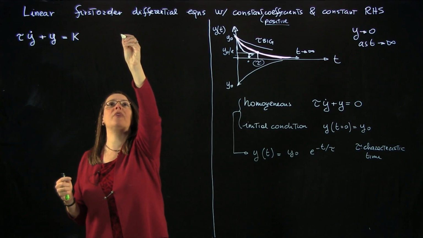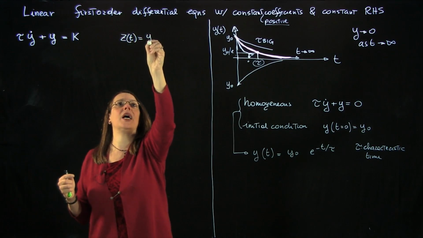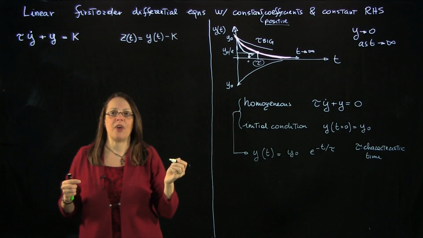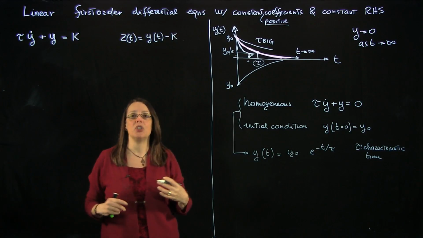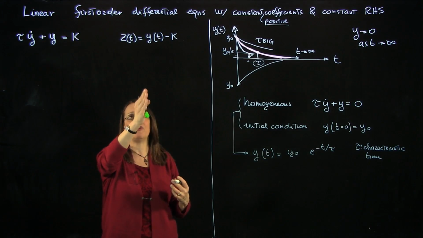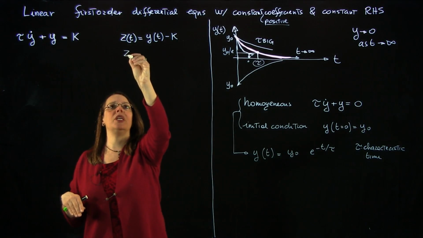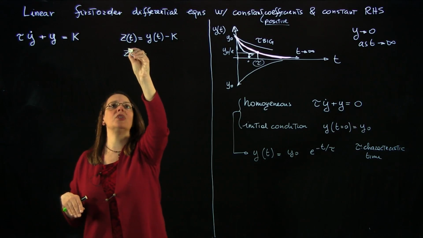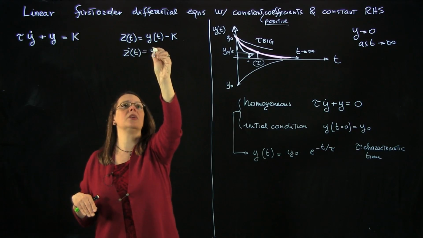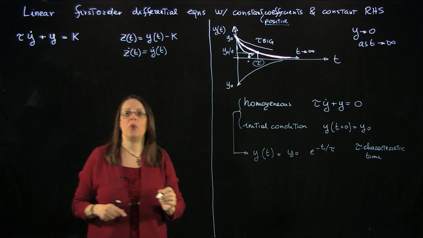So now I'm introducing a new function, z of time. So z of time is equal to y of time minus k. What is this function? I just made it up. I made up the function z of t. So my function that I made up, z of t, is equal to the function y of t minus k. If I take the time derivative of this function, z dot of t, the time derivative of y is y dot, and the derivative of a constant is 0. So z dot of t is equal to y dot.